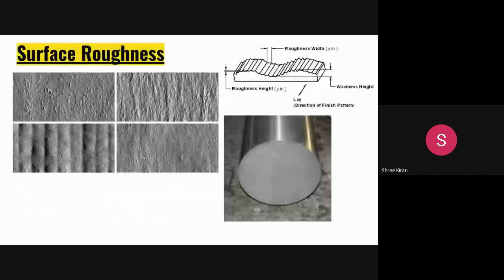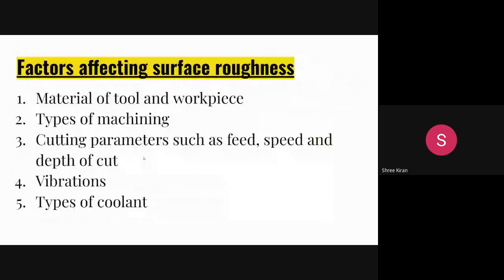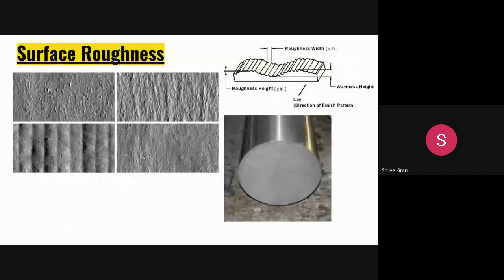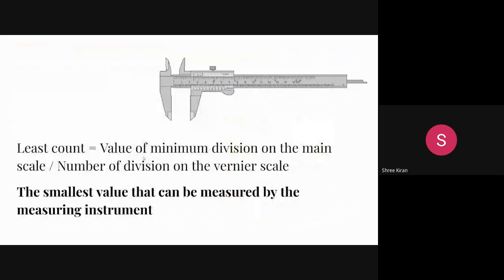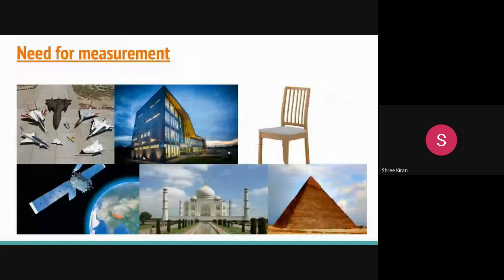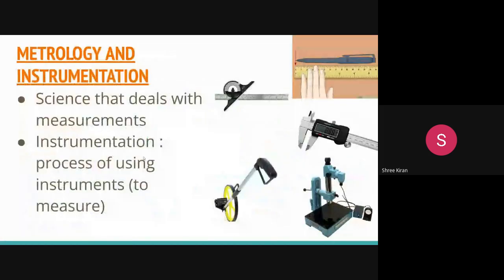After calibration, we will talk about surface roughness and functional irregularities. Before that, we will have a quick overview of measurement, a topic we have discussed. In this module, we started with the introduction to metrology, what we mean by metrology and science.